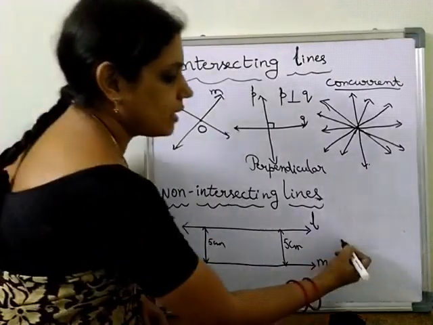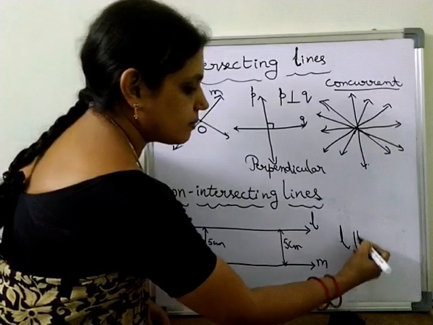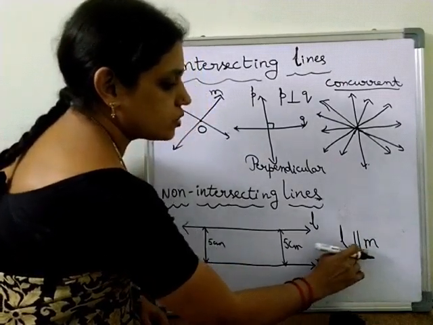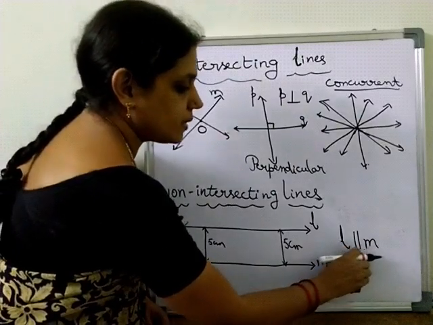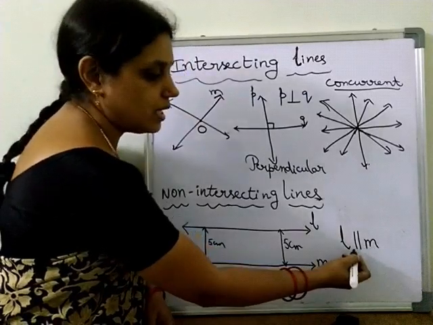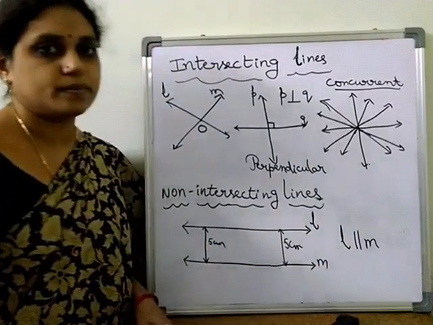Here, how to represent parallel lines? L is parallel to M. In this way we represent it, with just two vertical lines, to represent that they are parallel. L is parallel to M. How to read it? L is parallel to M.